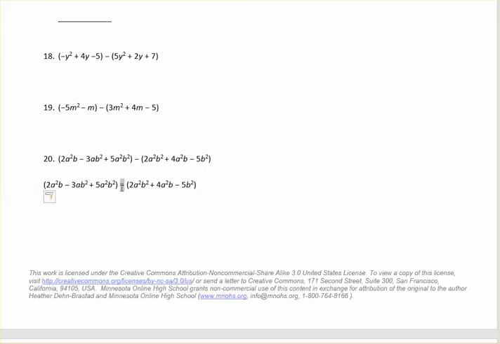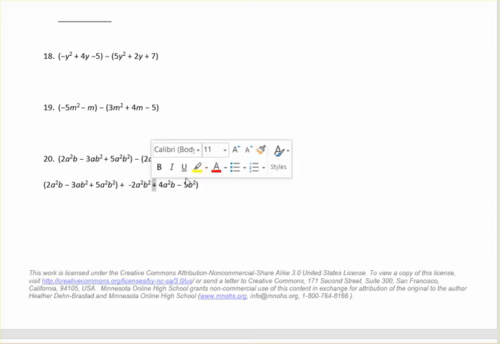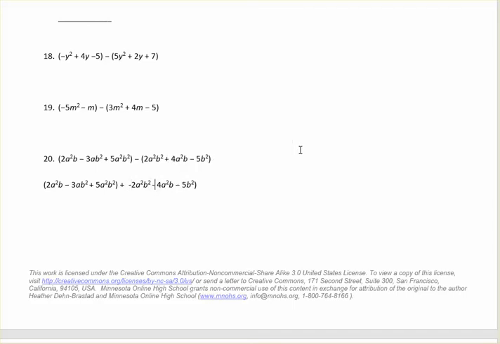I'm going to change this to a plus, and then I'm going to take my parentheses away, and I'm going to change this to a negative. I'm going to change this one to a minus. I have to change every sign, and I'm going to change this sign to a plus. Now, I don't need this parentheses anymore either. Now I'm going to look for like terms.